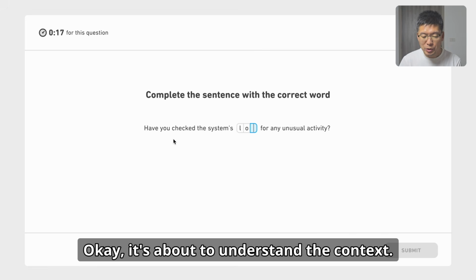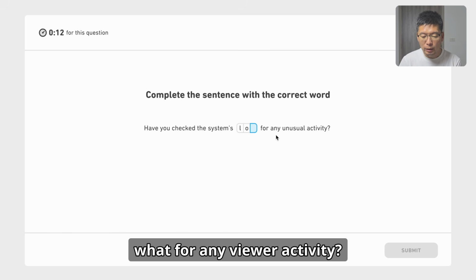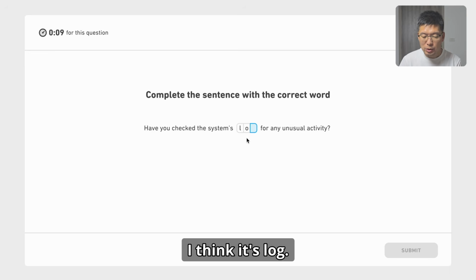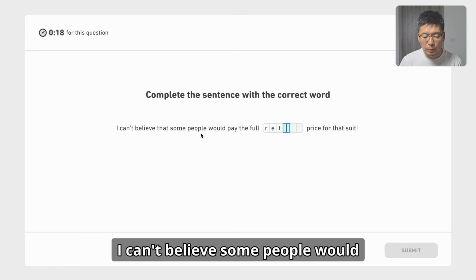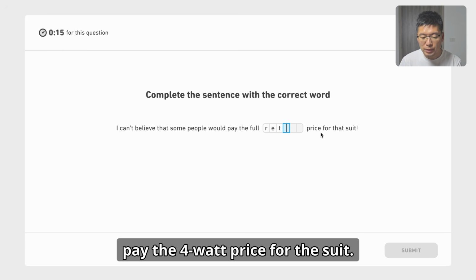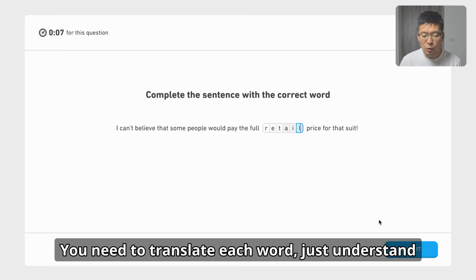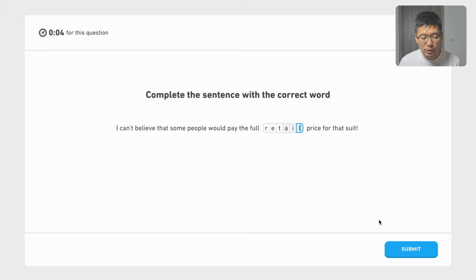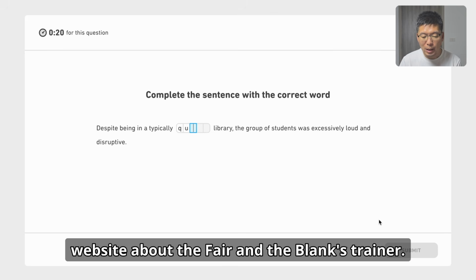Okay, it's about understanding the context. Have you checked the system's what for any unusual activity? I think it's log. I can't believe some people would pay the full what price for the suit. Retail price. You need to translate each word just to understand the meaning of the sentence. And actually you can learn and practice on my website with the fill in the blanks trainer.